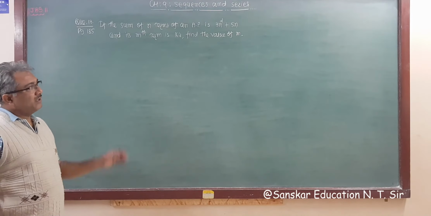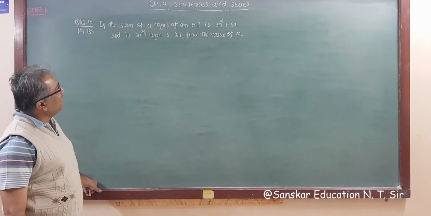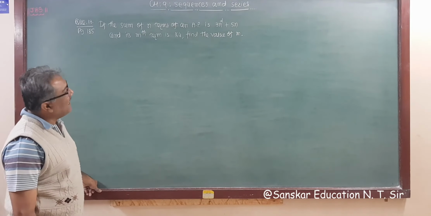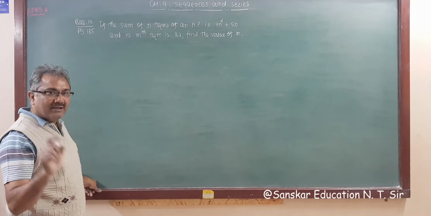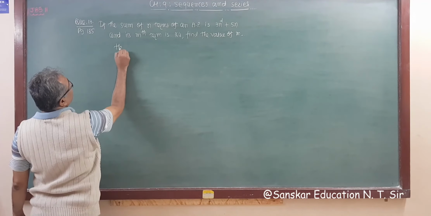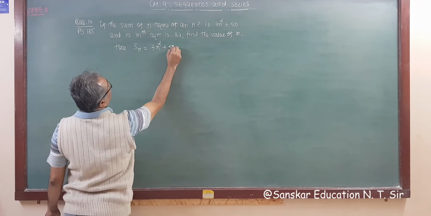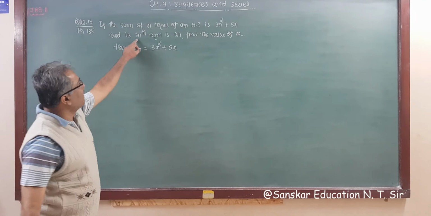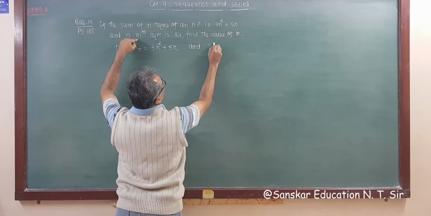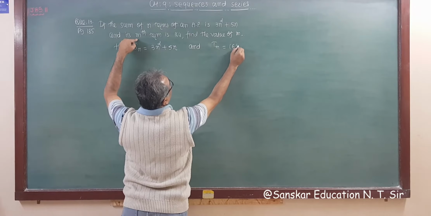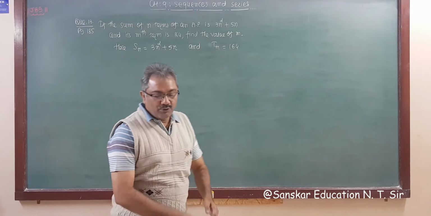The canceled one I told you in the previous video. So the question is given: if the sum of the n terms of an AP, that is Sn (sum means S and term means T), so the sum of n terms Sn is 3n square plus 5n, and given that its m-th term, that is Tm, is 164, then the value of m, that is what we have to find out, right?